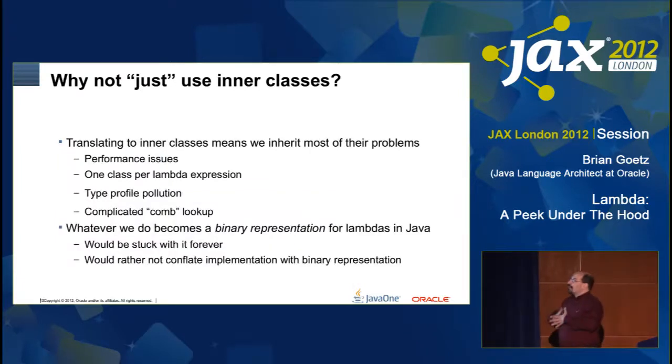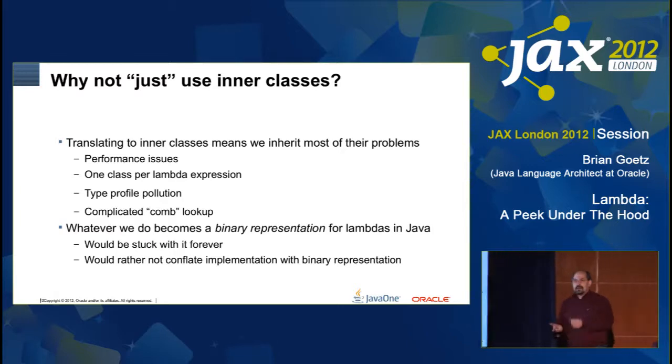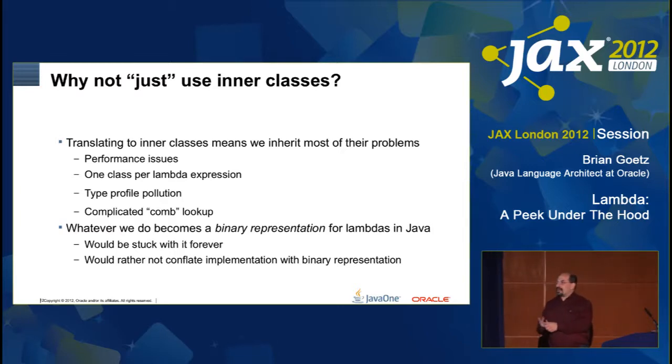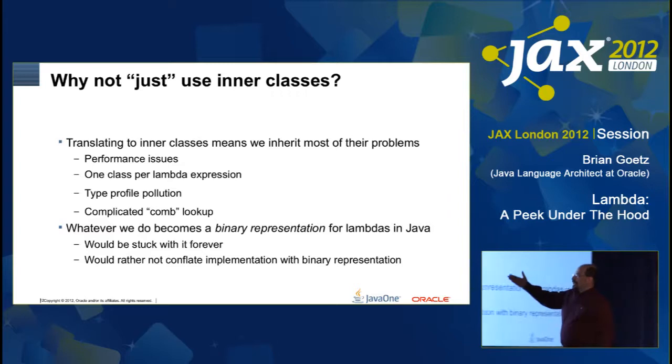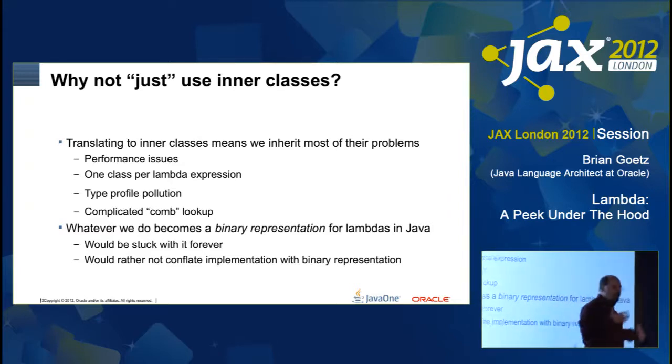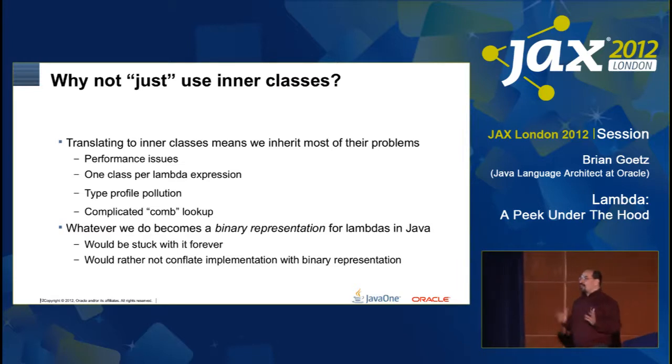So problems of inner classes include one class per lambda, pollution of type profiles, like I said, lots of instances, lots of different subtypes of runnable lying around, plus the linguistic complexities of the horrible way that names are interpreted in inner classes. But the bigger reason we didn't want to do this is we didn't want to commit to this forever.